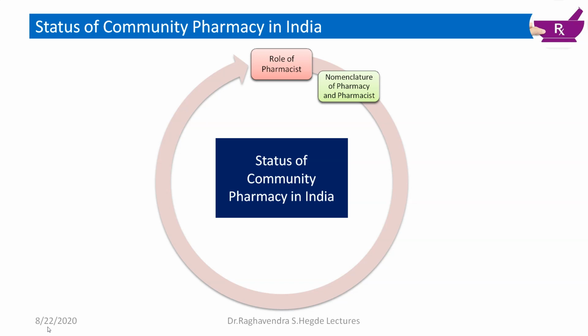Recently, a new designation has come up in some states like Aushad Nirman Adhikari, drug manufacturing officer. So it symbolizes the role of the pharmacist as only a drug manufacturer. Thus, still the actual identity and the role of the pharmacist remains unestablished in the community. That has to be changed by bringing the proper nomenclature of pharmacy and pharmacist.